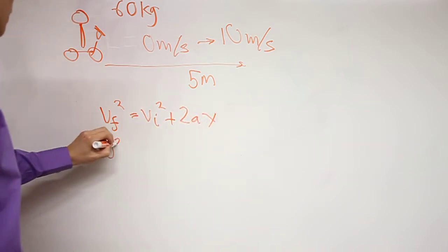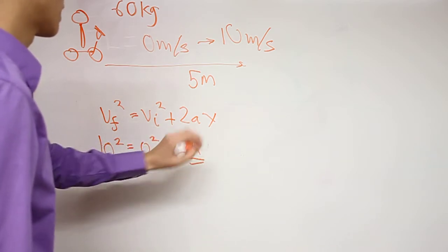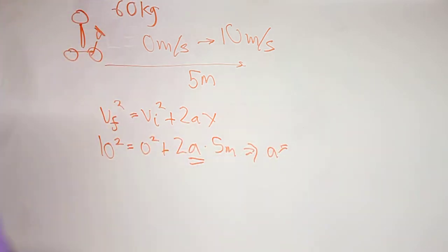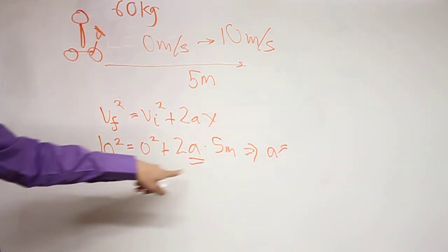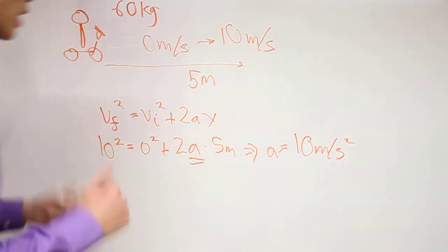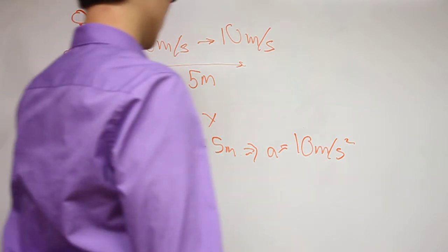So 10 squared equals 0 squared plus 2a, which is what I'm looking for, times 5. That's going to give me a equals 100 over 10, so it's going to be 10 meters per second squared. I'm good. I'm going to keep on going. So I would suggest at this point we want to change our habit of just plugging in the numbers right away and actually keep these in variables.